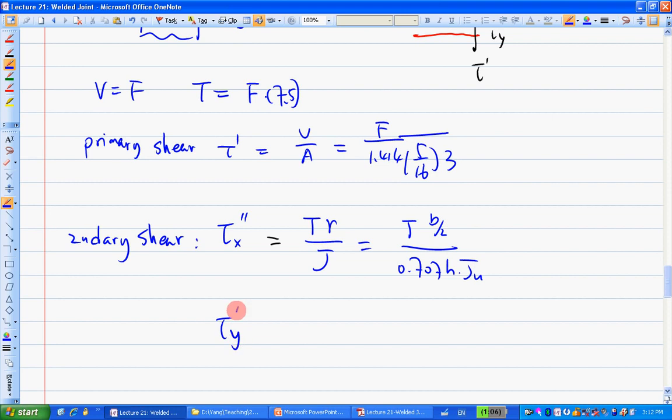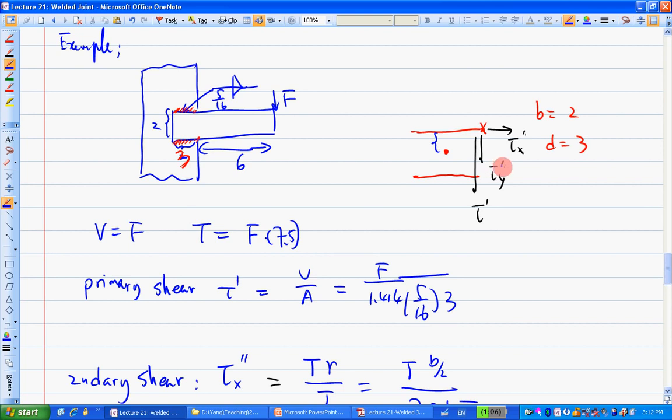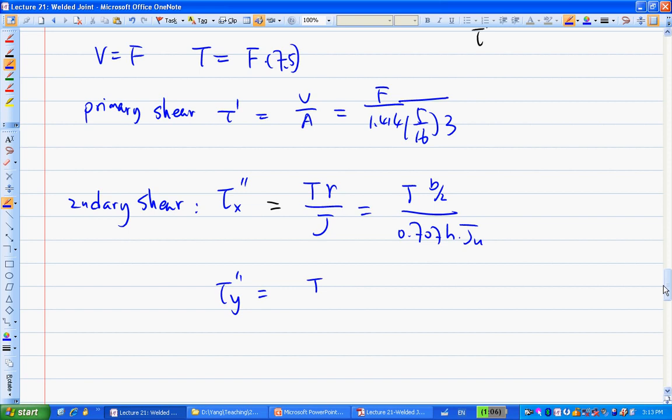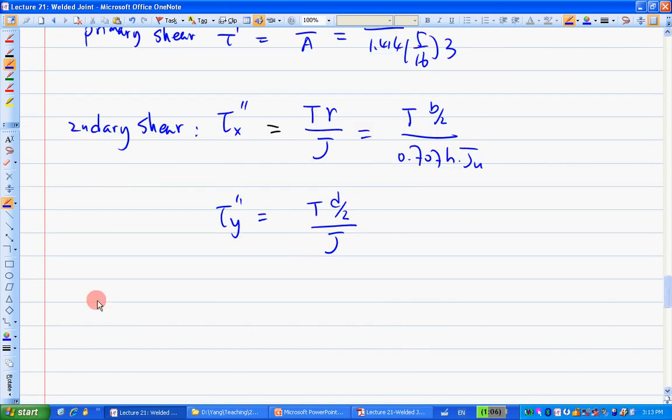Then what about the tau y double prime? That'll be what? T times this quantity, so times this distance here, right? And that distance, according to the table, is this y bar here. It's y bar, and that's D over 2, over J. So then overall, your tau is the square root of tau prime squared plus tau y double prime squared plus tau x double prime squared. Okay, like this, to do the calculation.